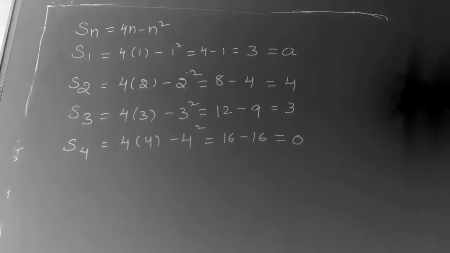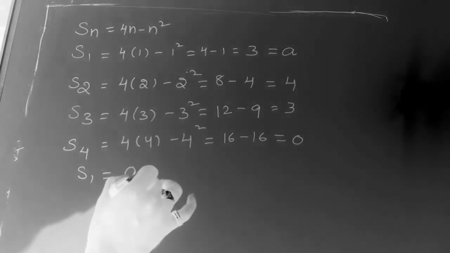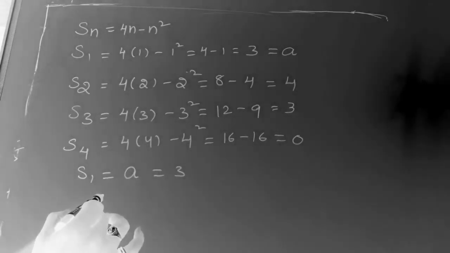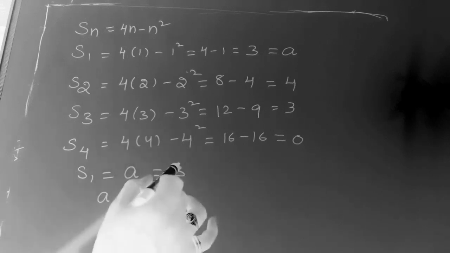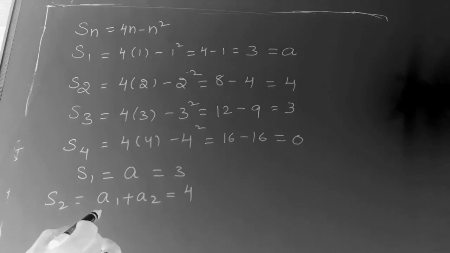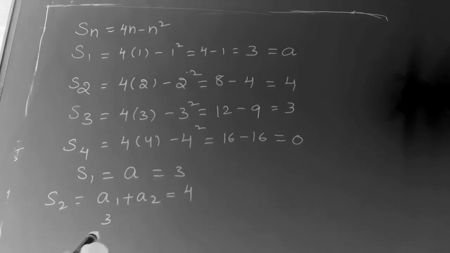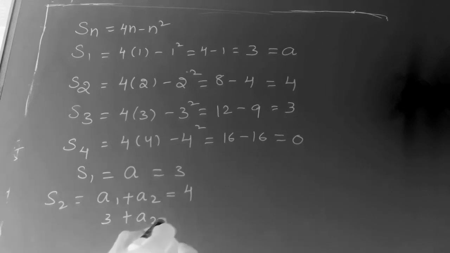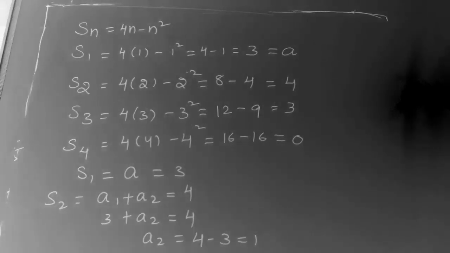Okay, just you see here, S1, the sum of the first term, is nothing but the first term of the AP series, that is 3. S2 means A1 plus A2 together, the sum of the first two terms. We know the value of A1, that is 3. So now we have to find the value of A2. The sum is equal to 4, so send that 3 to the right side: 4 minus 3 is 1. The second term of the series is 1.